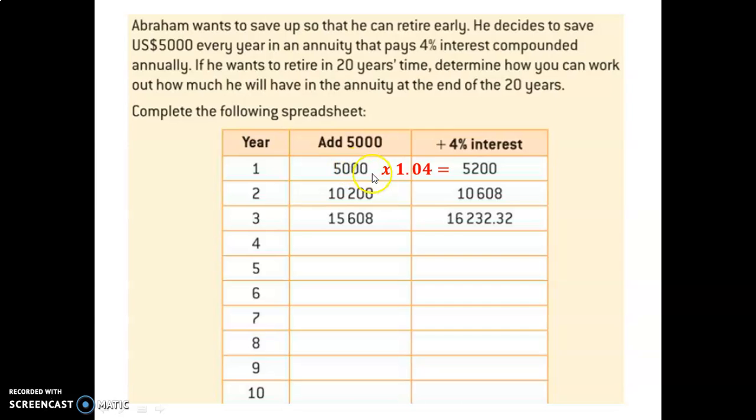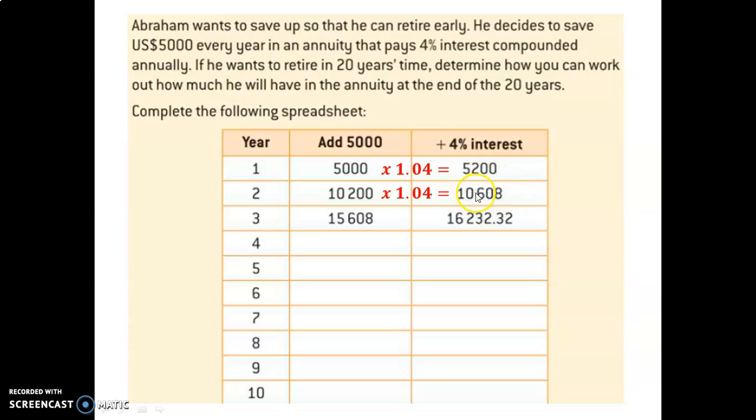4%, that means we're multiplying by 1.04, right? 104%, and we get the new amount right here. Okay, next year, he begins with that amount, adds 5,000 to it, so now it's 10,200. And then the interest is applied again. 1.04 gives us this. All right, so he ends with this amount.